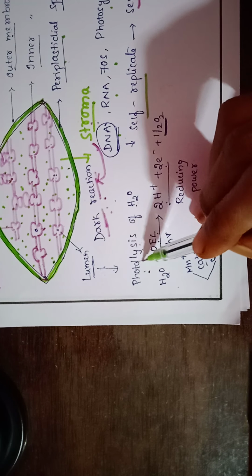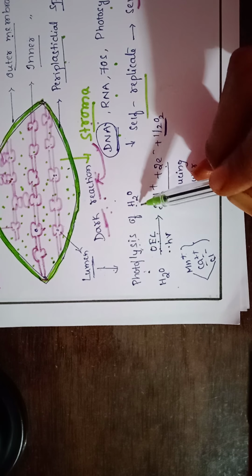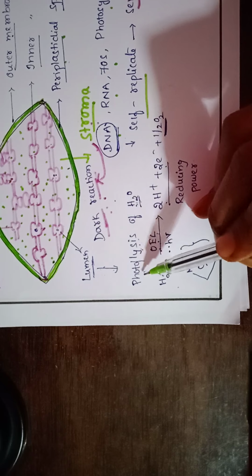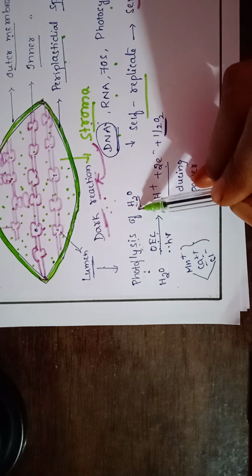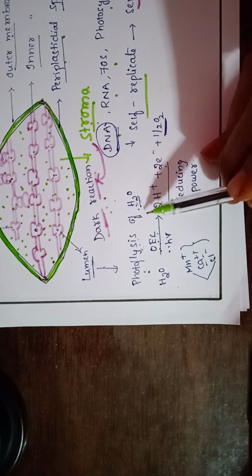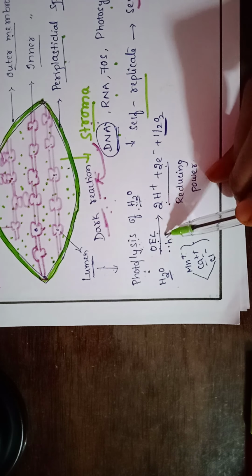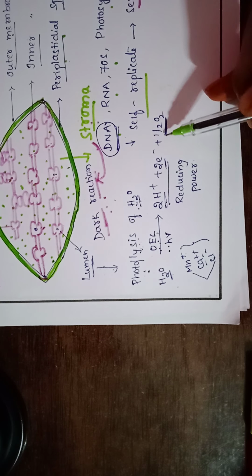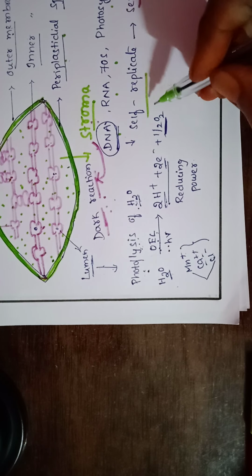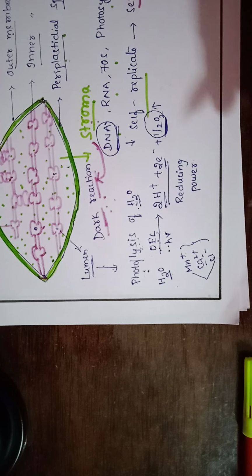Photo means sunlight, light. Lysis means breakdown. So breakdown of what is occurring? Water. Breakdown of water in the presence of sunlight is called photolysis of water. It takes place during the light reaction only. The equation representing photolysis of water is: one water molecule when it breaks produces 2 protons, 2 electrons and half O2. Half O2 means atomic oxygen. This is the source of atmospheric oxygen.